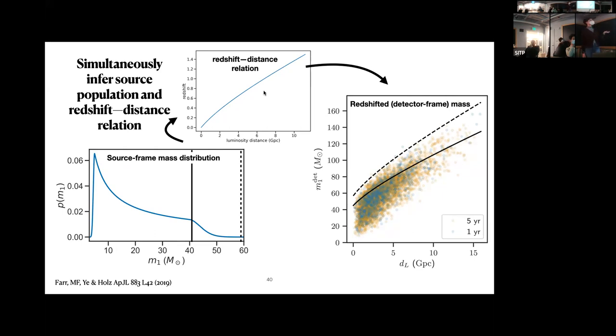The kind of annoying thing is that even if your source frame mass distribution doesn't have any sharp cutoffs, the relevant source frame masses you're considering are always going to propagate to the other parts. If you're not trying to use this to get redshift, this is still going to tell you something about the likely redshifts of your events. So you'll just be using the wrong information or ignoring information and then getting a bias. So you should do this. You should use all the redshift information simultaneously.